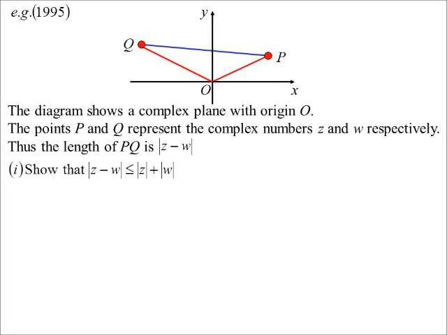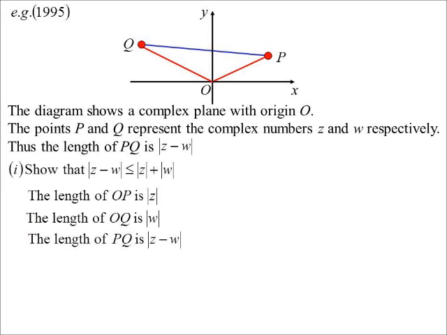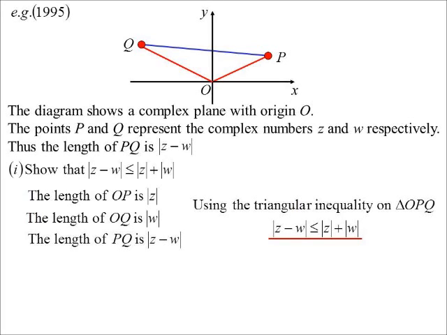So, to answer the question, I can't just write it down and say it's true because it's true. It's got to have some sort of logic behind it. So I say, well, the length of OP we know is mod Z, the length of OQ we know is mod W. They told me the length of PQ is mod Z minus W. Well, using the triangular inequality, I can therefore say that particular result.